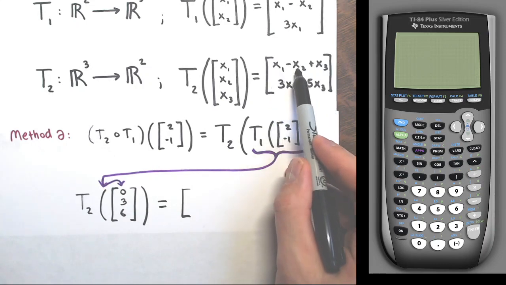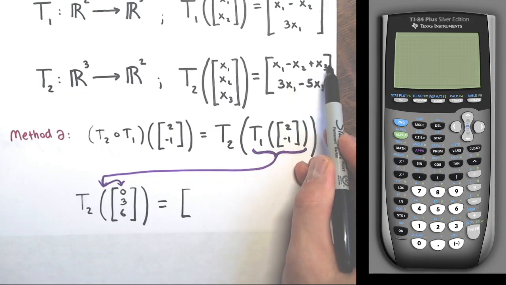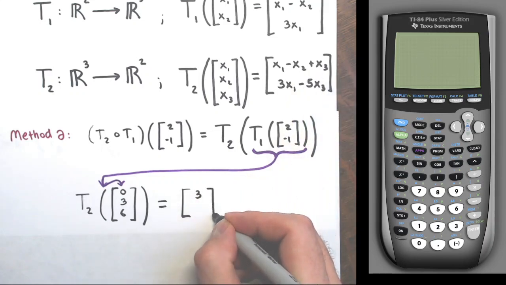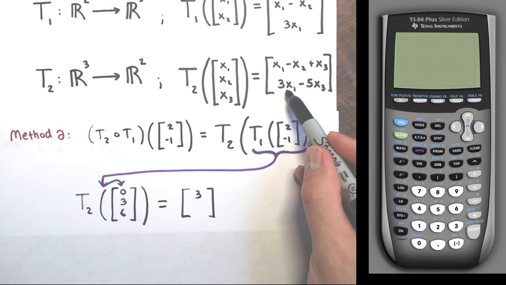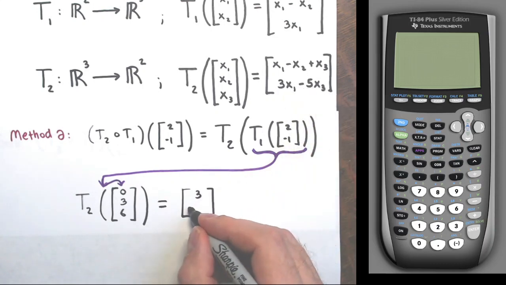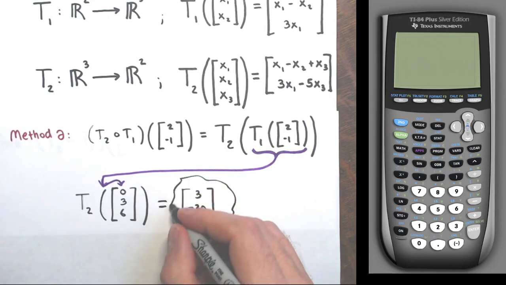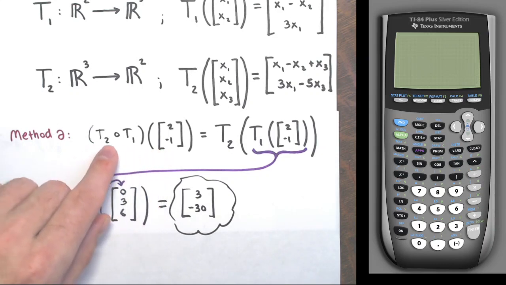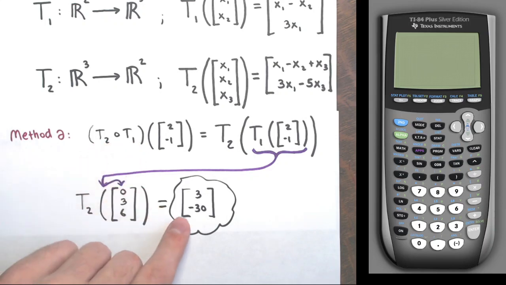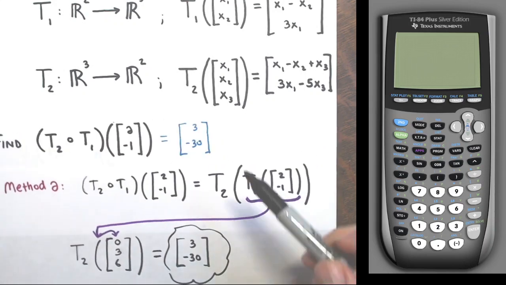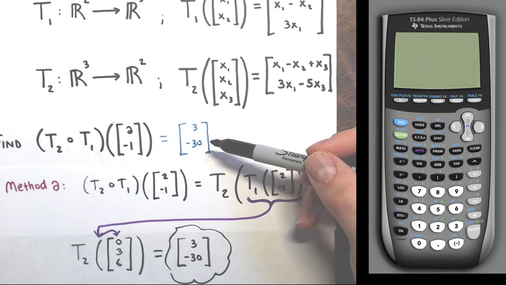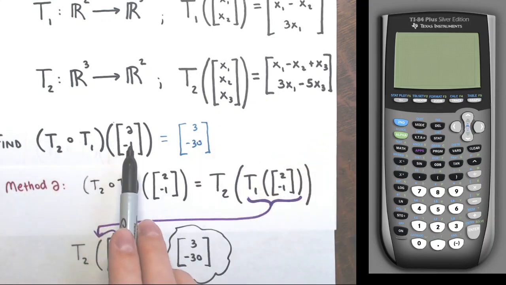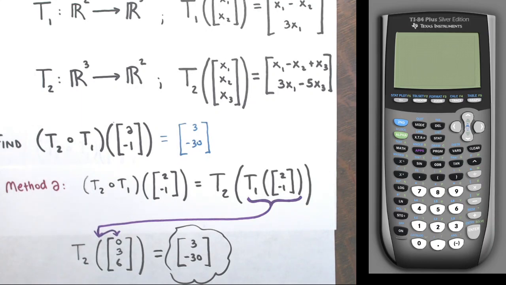So 0 minus 3 plus 6. That's just 3 for the first component. And then 3 times 0 is 0. And then minus 5 times 6 is -30. And there we go. The image of 2, -1 under this composite transformation, T2 composed with T1, is the vector 3, -30. And that is exactly what I got earlier doing it the long way, where I found T2 composed with T1 at x, y and then just plugged in 2 for x and -1 for y when I was all done. Yeah, same thing, same result.